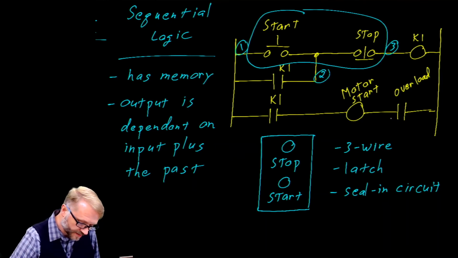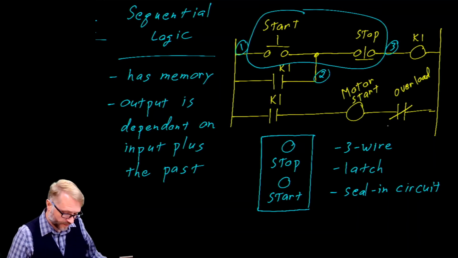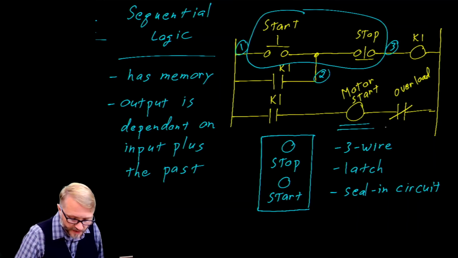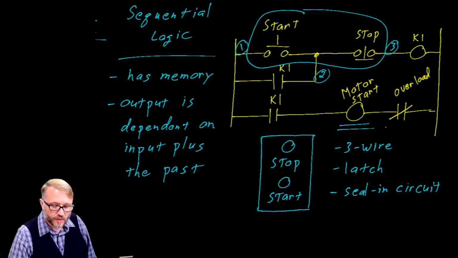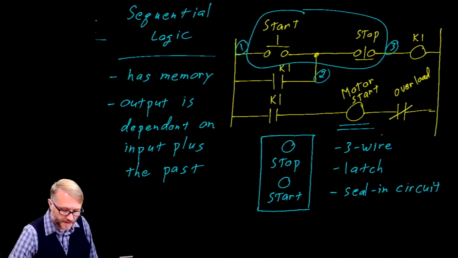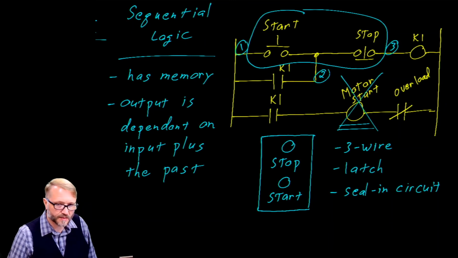Uh-oh, it looks like we made a mistake. This should be a closed contact. You remember how the motor starter works. There is an overload block, and that overload block has a normally closed contact. Should the motor cause an overload, this contact will open and disable the motor.